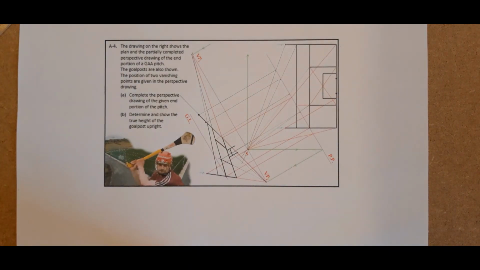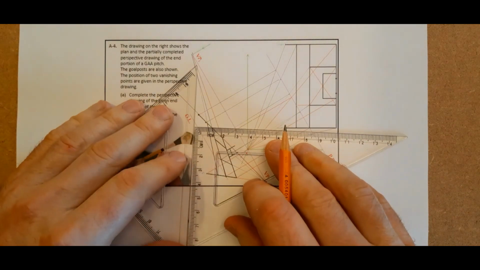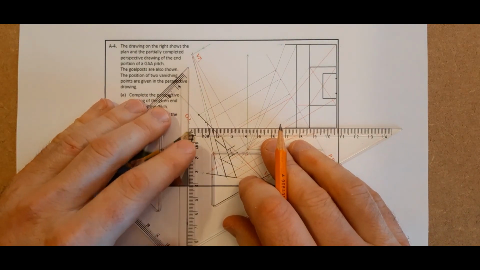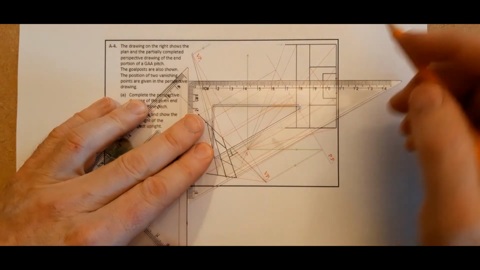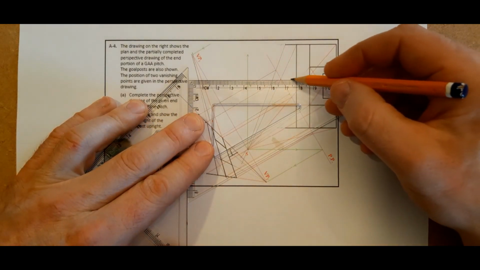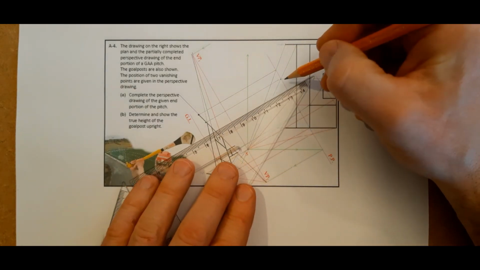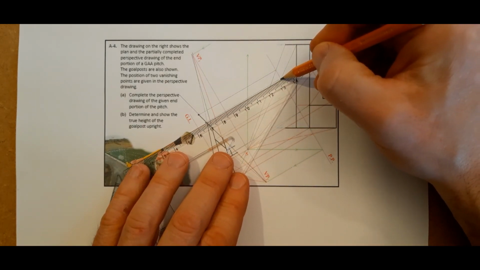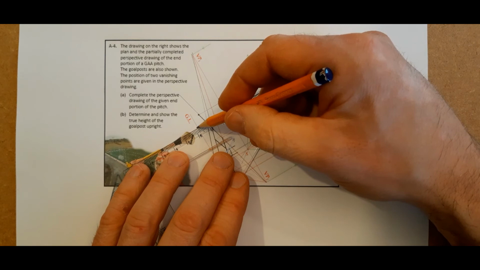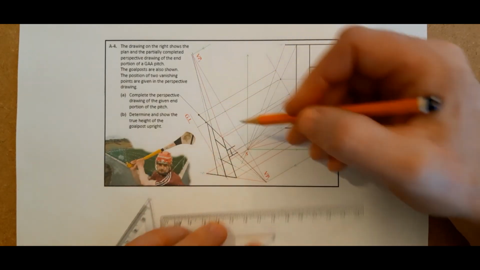Part B then says to us, determine and show the true height of the goalpost upright. So what we'll do is we're going to take a shoulder line, slide it out to there. It's hitting on this point, which is going to bring it straight down along this line. So somewhere along that line now will be the height of the goalpost.